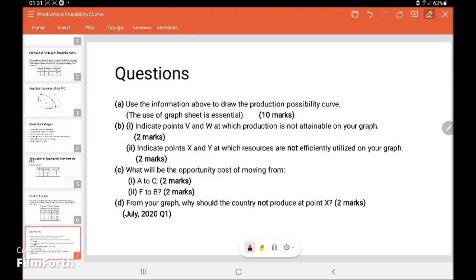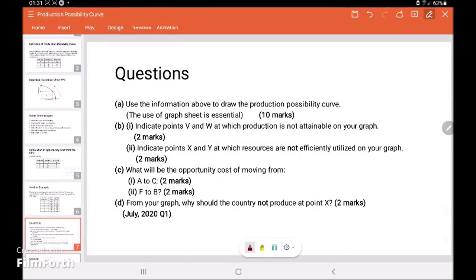Here. So we have A, use the information above to draw the production possibility curve. The use of graph sheet is essential. 10 marks. So let's look at the graph sheet. Let's look at our graph sheets.